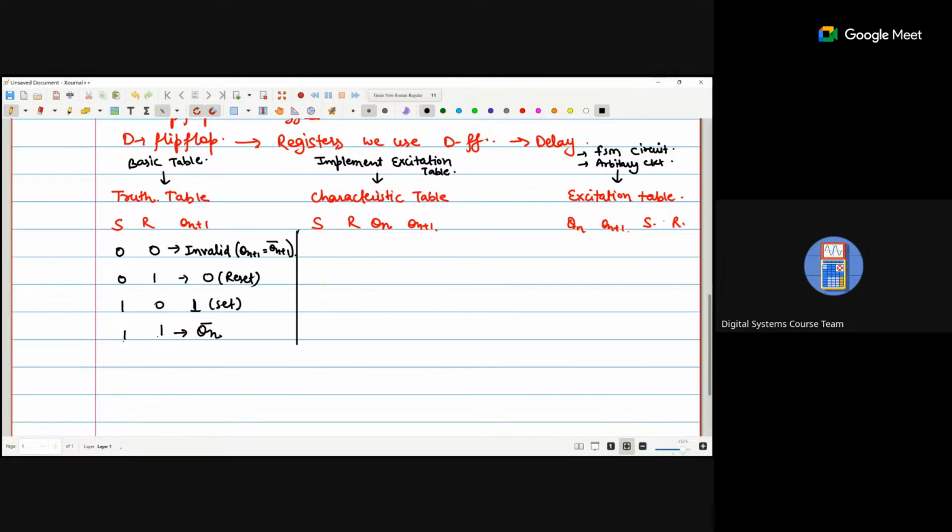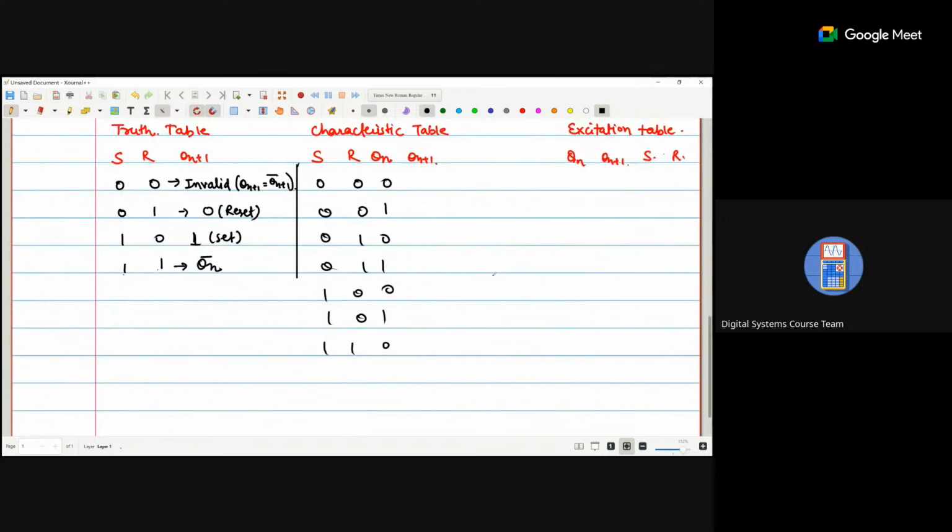Now with respect to this one, if I draw the S and R, Qn: 000, 001, 010, 011, 100, 101, 110, and 111. Now 00 we are considering the invalid condition. 01 we are getting a 0 always, doesn't depend on the Qn. 10 we are getting a 1 as well. And 11 we are getting an invert of Qn. So if previous is 0, we are getting 1. If the previous is 1, we are getting 0.